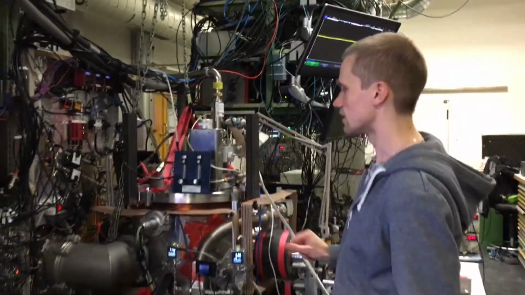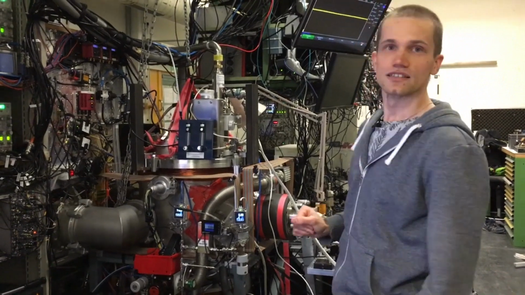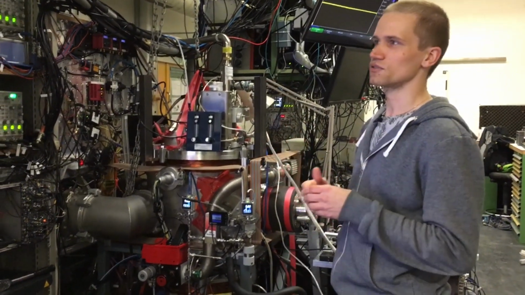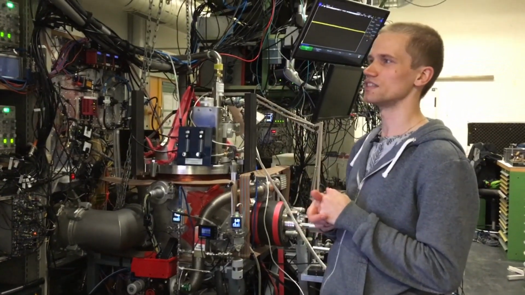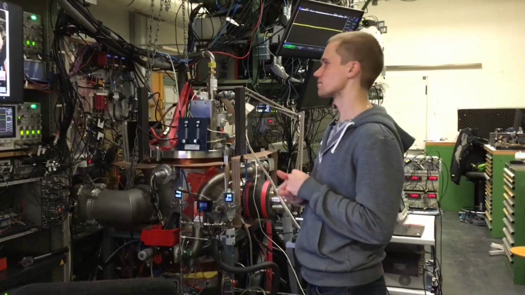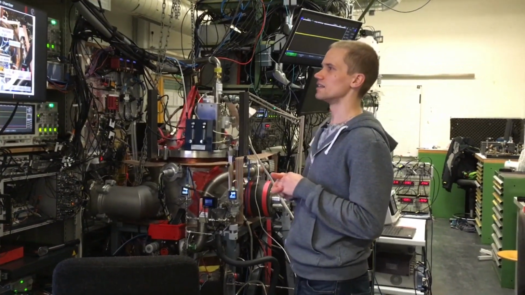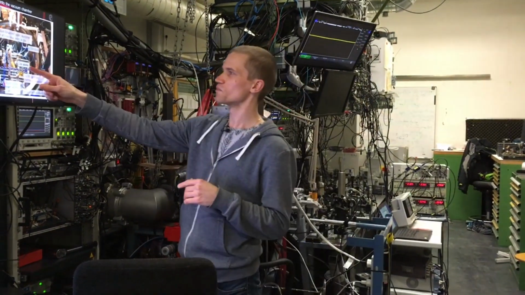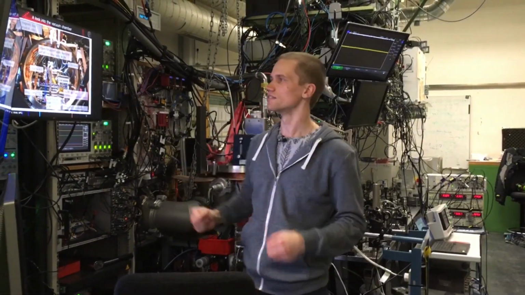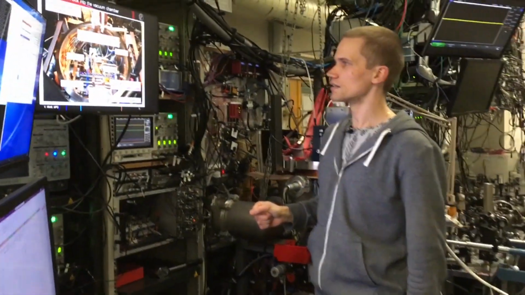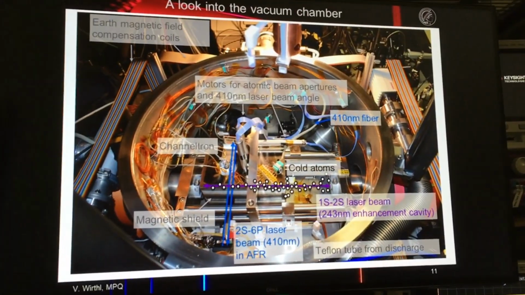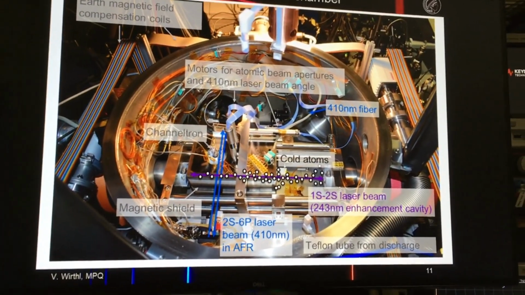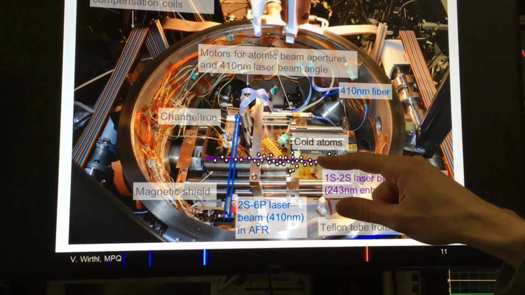And then on the outside of the chamber we also have the magnetic field compensation coils. So we also need to compensate the magnetic field and make sure it's small in the interaction region to suppress the Zeeman effect. And inside the vacuum chamber we additionally have a magnetic shield. And we also have a Faraday cage inside the magnetic shield to suppress all kinds of electric fields. So this is basically the magnetic shield.